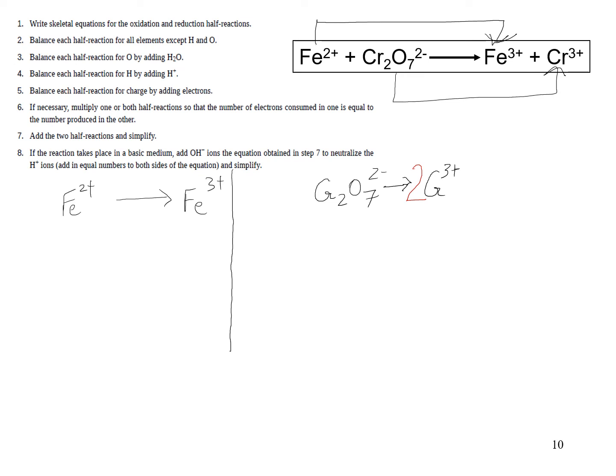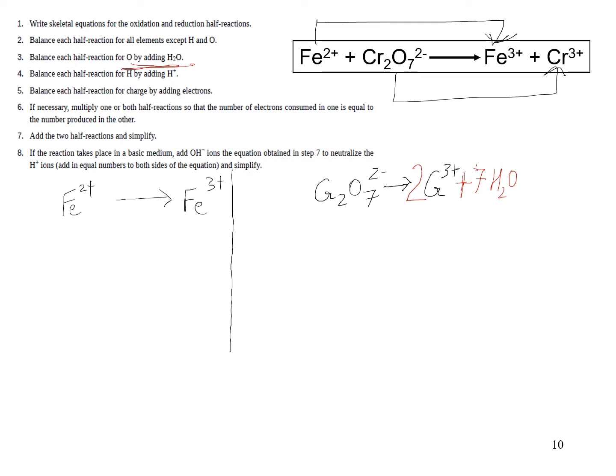Now balance each half reaction for oxygen. This side has no oxygen, so I'm going to leave it like this. This side has oxygen, so let's balance oxygen. How can you balance oxygen? By adding water. I have 7 oxygen on the reactant side and 0 oxygen on the product side, which means I have to add 7 oxygens on this side. How do I add oxygen? Just by adding water. Each oxygen requires 1 water, so 7 oxygen would require 7 water molecules. There we go. Next we move on to step number 4.